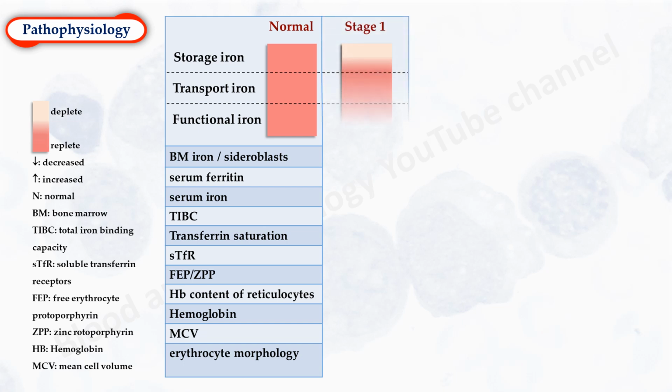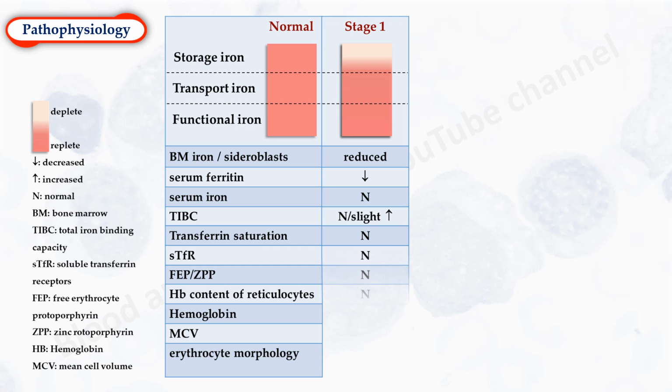Stage 1 of iron deficiency is characterized by a progressive loss of storage iron, without reduced serum iron levels. Serum ferritin levels are low, which indicates the decline in stored iron, and this also could be detected in an iron stain of the bone marrow.